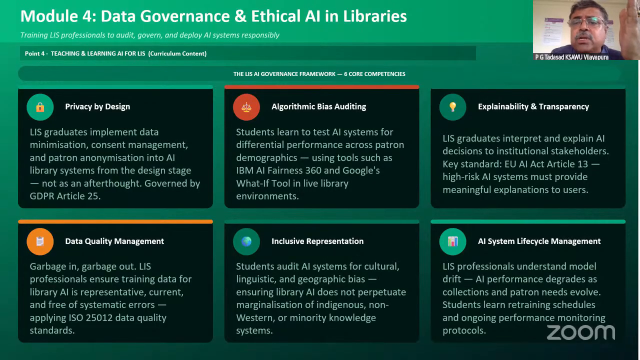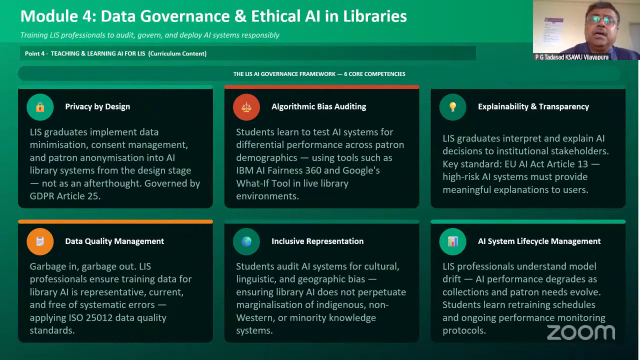This is one ethical issue that I'm telling. There are many ethical issues. There are at least six ethical issues which have to be taught to the students: privacy by design, algorithmic bias auditing, explainability and transparency, how we have to explain certain things, data quality management, inclusive representation, and life cycle management. These aspects have to be inculcated into the curriculum so that students can understand what data governance is, what ethical AI is, and how to use them in libraries. All those things have to be taught.